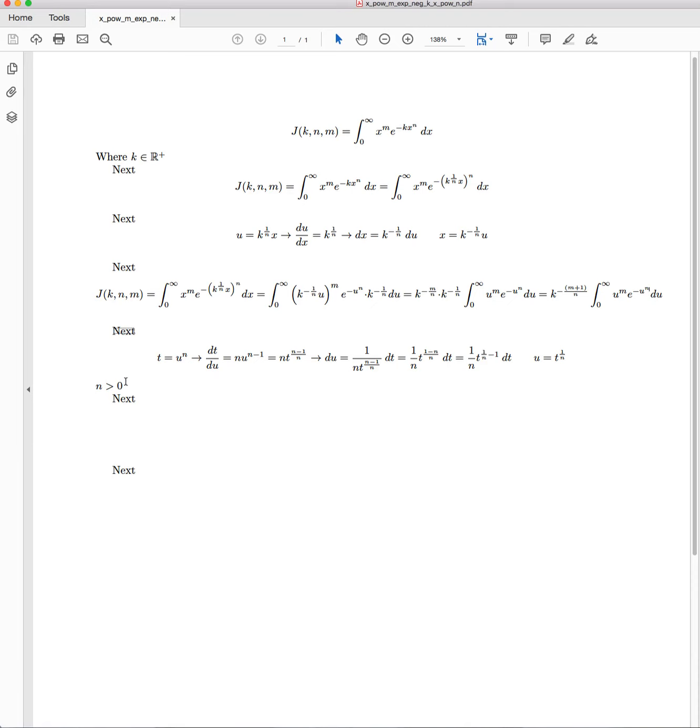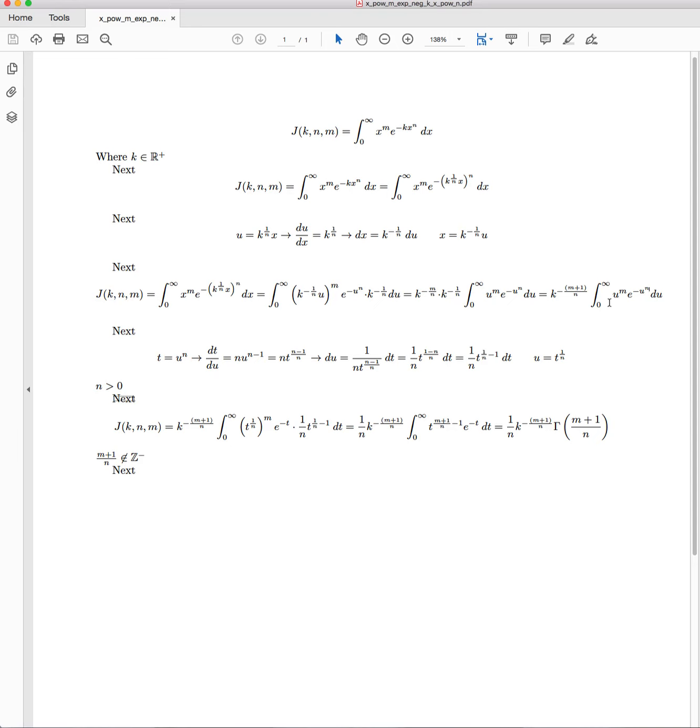Anyway, so we already had that k was greater than 0, and we now have a restriction that n is greater than 0. So n is a real value, but n must be a positive real value. Okay, so substituting everything in, we have J of k, n, which equals this quantity that we have here. So we have k to the negative n plus 1 over n. As I said, we've imposed that n is greater than 0, so our bounds remain unchanged, 0 to infinity.